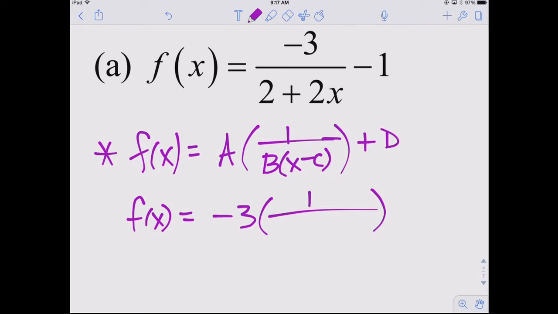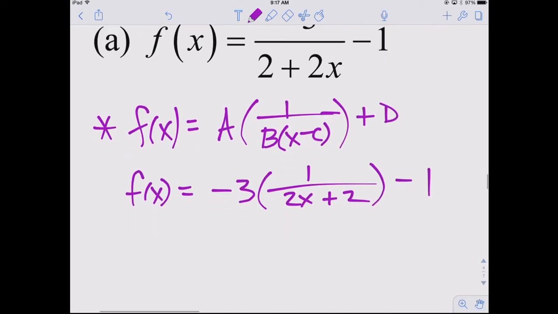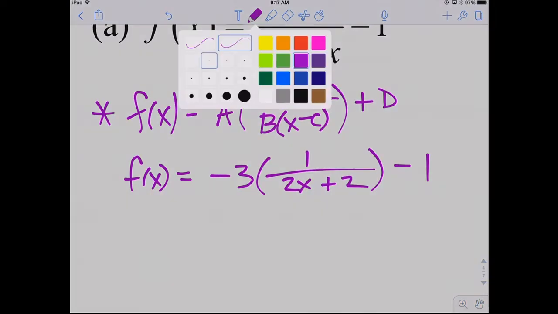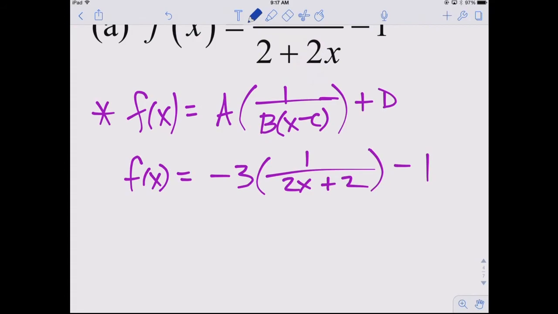Now, remember, there's 2 things to do in the denominator, or the inside in general. Put the x term first and then factor out the coefficient. I'm going to do it in 2 steps. The minus 1 at the back is your d. That looks good. Now, if you walked away at this point, which so many students do, you're going to get everything correct but your horizontal shift, which means you're going to get it wrong.